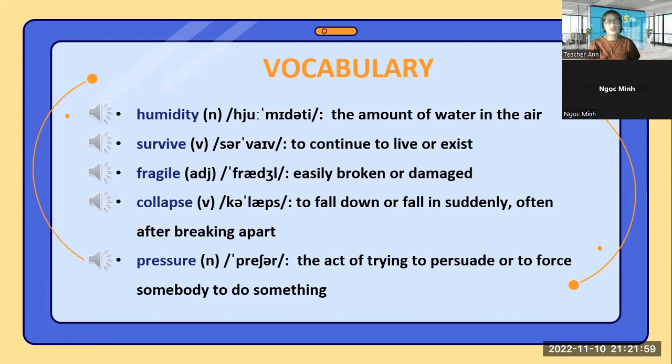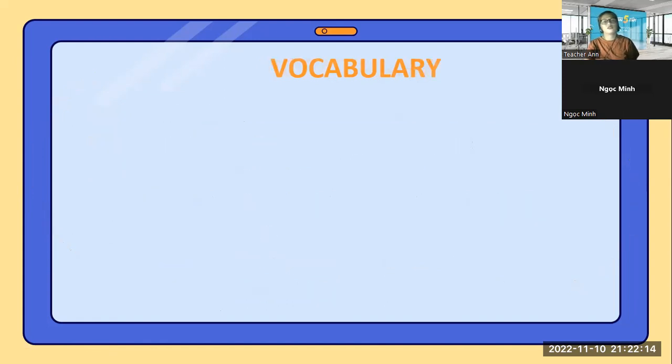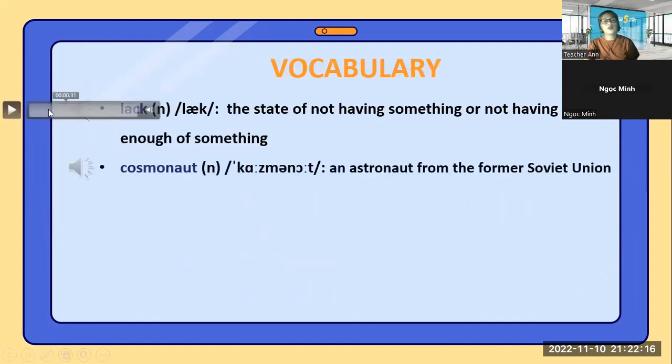You feel pressure because somebody is trying to push you to do something that, in fact, you cannot do. So you feel pressure of work, pressure in study, pressure in family. Another word here is lack: the state of not having something, or not having enough of something.